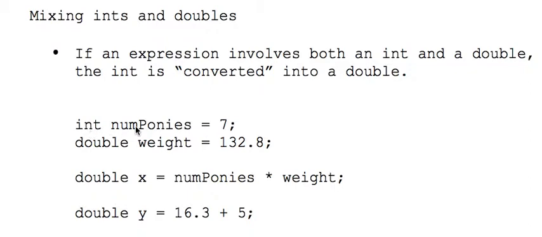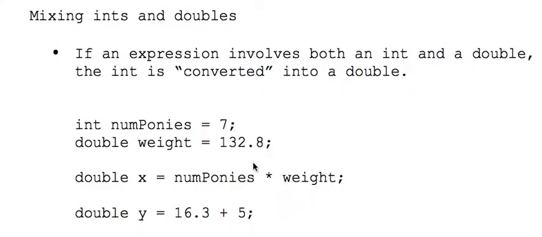So here I have some code, int numPonies equals 7. We have 7 ponies. And then double weight is 132.8. Weirdly, all of my ponies weigh exactly 132.8 pounds. So this first expression here is what I'm talking about. Double x equals numPonies times weight. So numPonies is an int, weight is a double. Notice this expression right here, we're mixing an int and a double, right? So we have an expression involving both an int and a double.